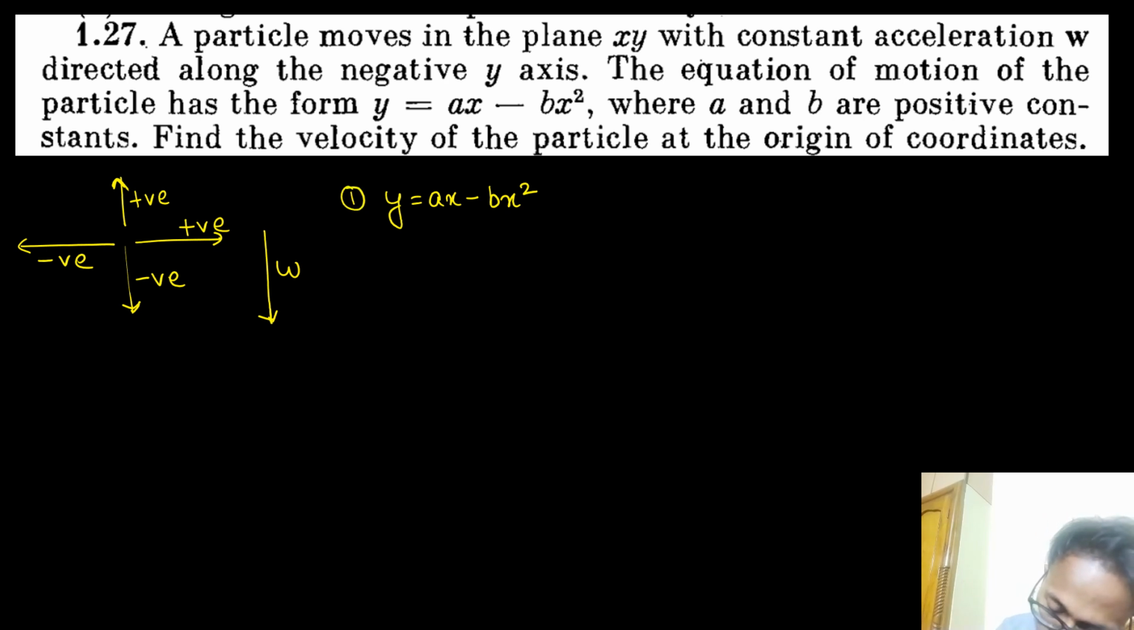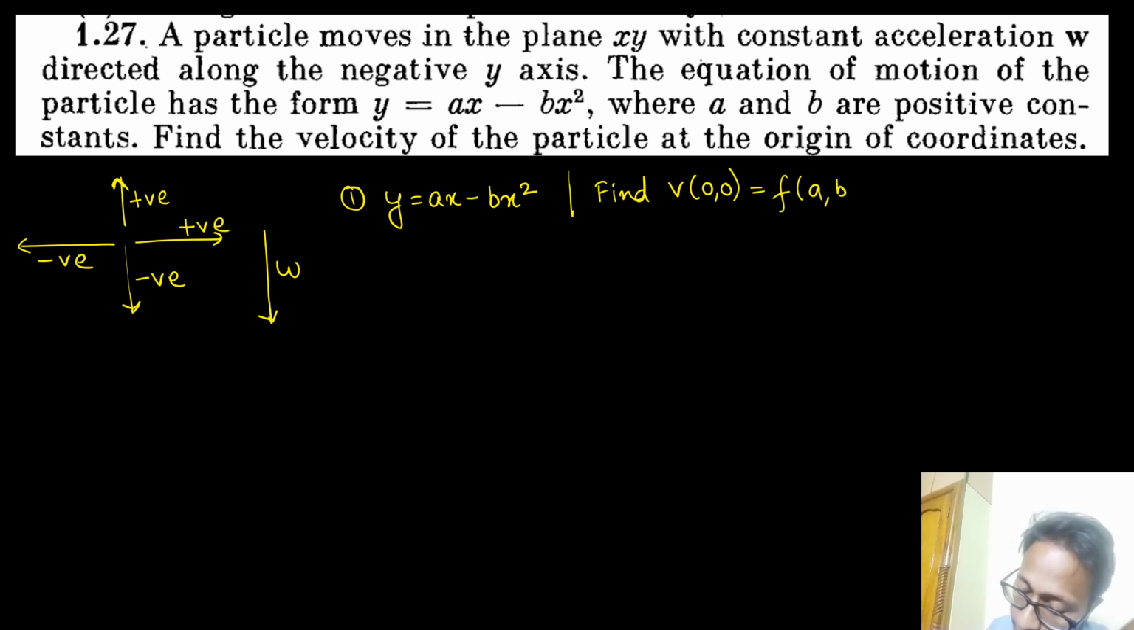So what the question is saying is, find the velocity at 0 comma 0, so that x is equal to 0 and y is equal to 0. In this question, you have to find the velocity as a function of a, b and w. How do I know? Because a, b and w are the only constants out here. There is no numerical parameter out here. And how do I solve this question? See, you have to play around with the equations.